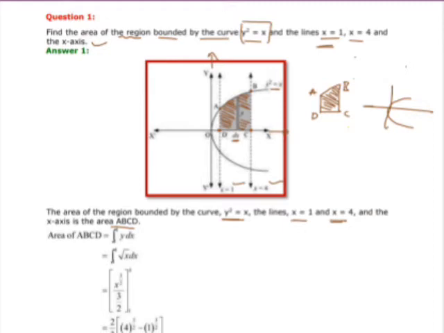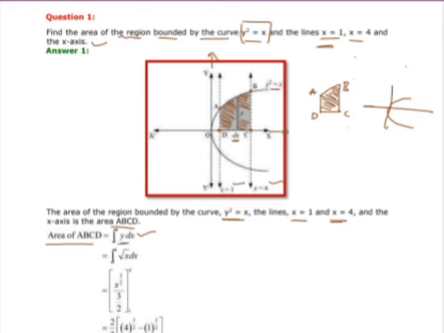So let's see, area of ABCD, what is the standard formula? Area of ABCD equals the integration with lower limit and upper limit, which are already given by the lines, x equals 1 to 4, of y dx, because the strip is vertical. So we are integrating with respect to dx here.